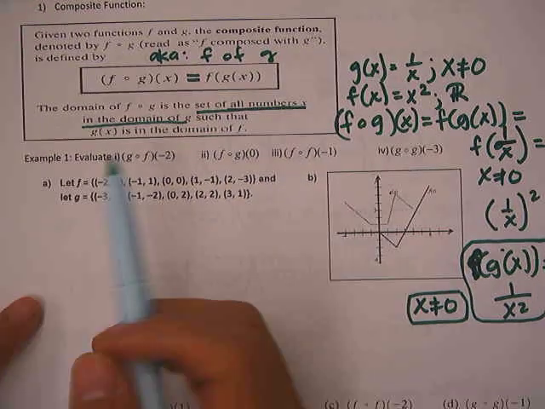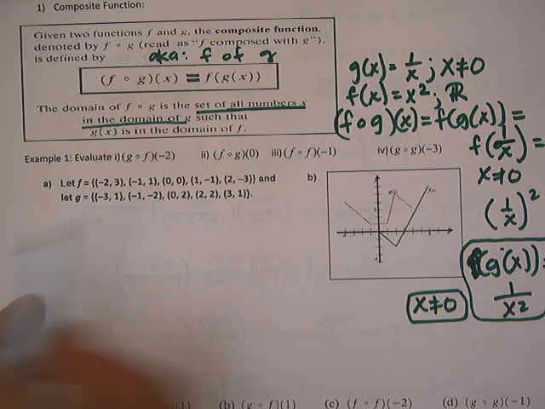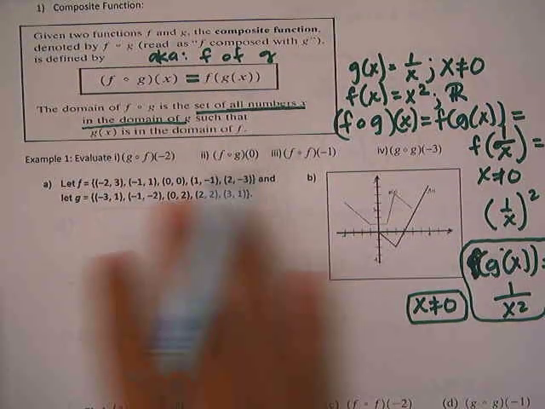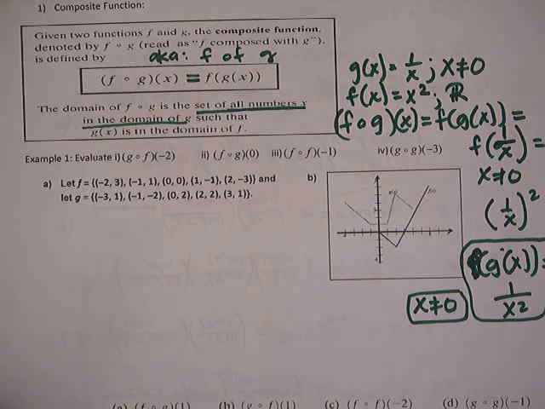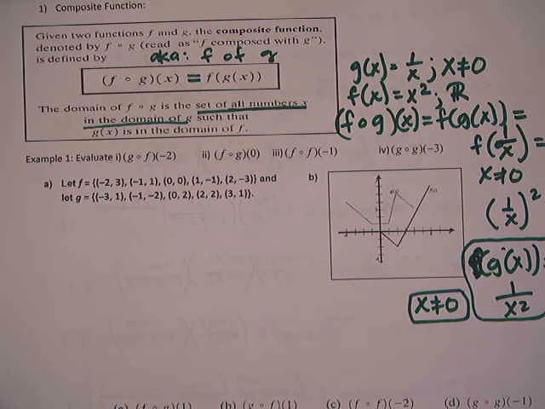Example 1. Evaluate parts 1, 2, 3, and 4. For each problem, we have to answer four parts. Let's do part 1 first. I'm going to need to get a pencil. I make a lot of mistakes, and a pencil and an eraser would be good, right?